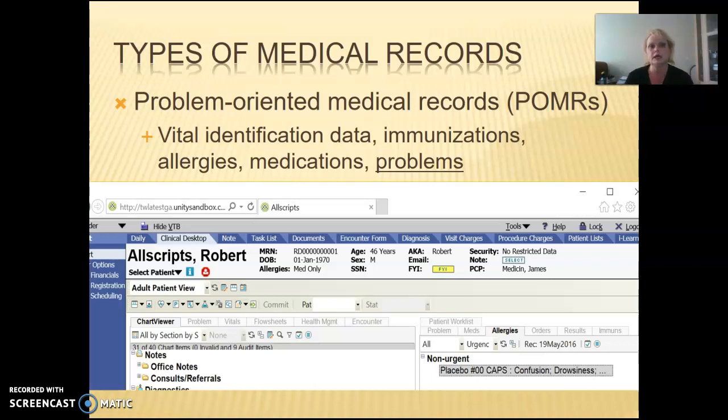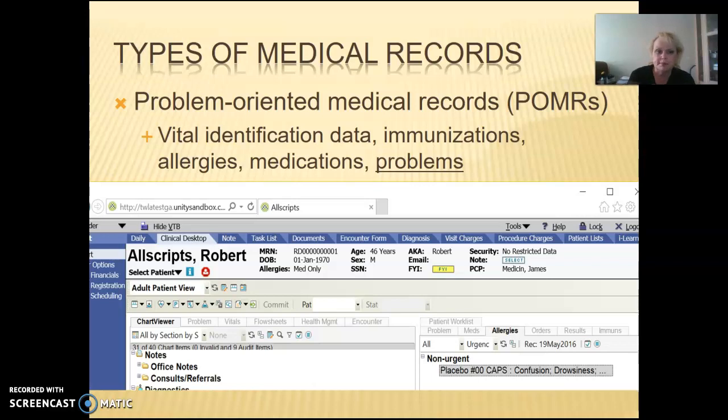Now your book transitions into the types of medical records that exist. And just know your EMR is going to incorporate all these types of medical records. So the first one your book talks about is the problem-oriented medical record. And I just wanted to show you, this is actually a snippet of Allscripts. This is the current EMR that we use at work.